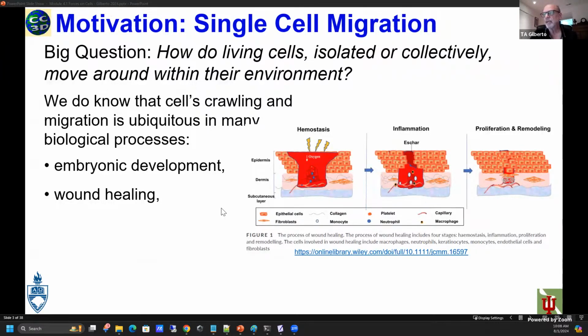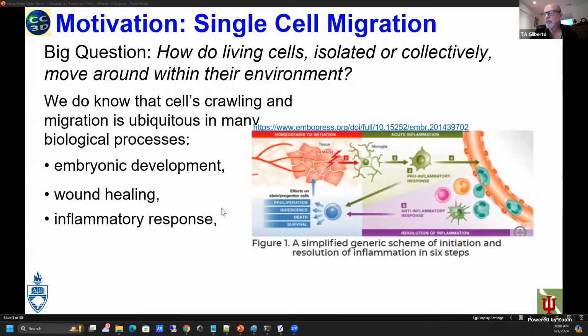If you have an injury, the cells in your body come to that injury, and eventually it closes. Also the inflammatory response to any kind of disease: white blood cells come to the inflammation and attack it. Everything is done very fast. So the crawling movement of this kind of cells is very powerful to reach the source of the disease.